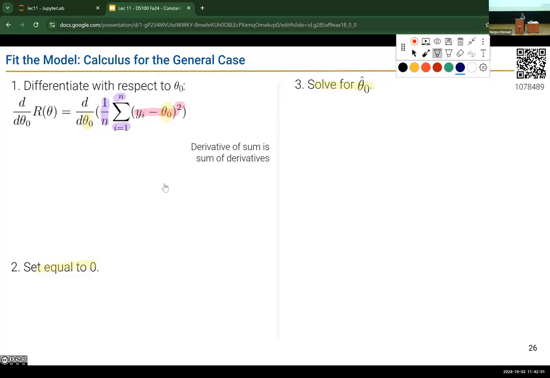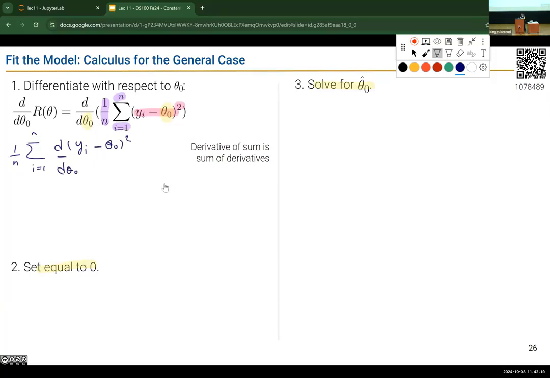So I'm going to do that. I'm going to say that I'm taking out the coefficient 1 over n. I'm taking out the summation from i from 1 up to n. And then I have the derivative of (yi minus theta 0) squared with respect to theta 0.